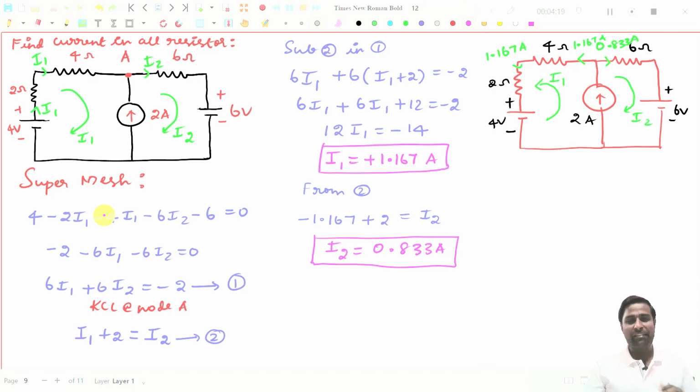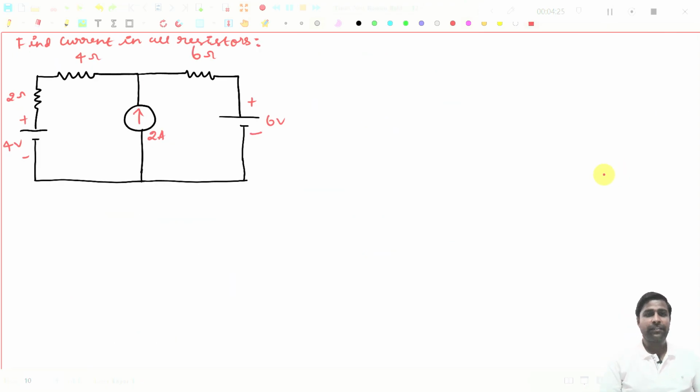Now I will tell you another procedure. We will take the same problem again, and we have taken the problem again. You see again, we have to find the current in all resistors, everything will be the same. So if you see two loops, obviously you have to assume this is I1 and this is I2.